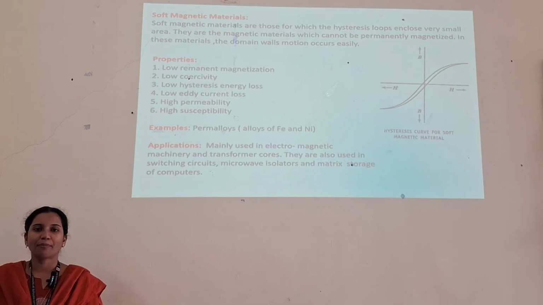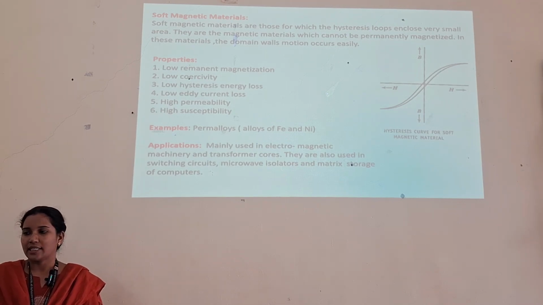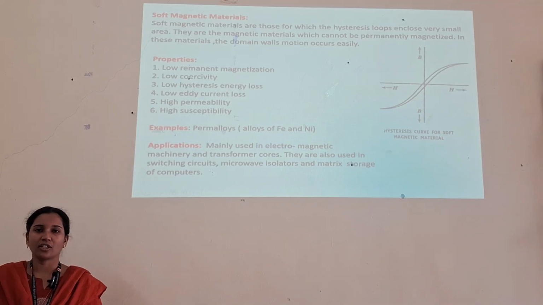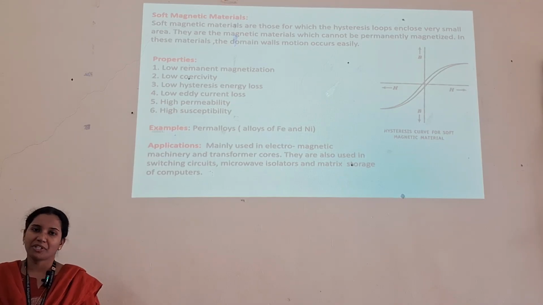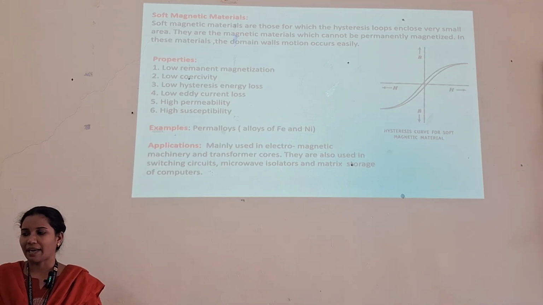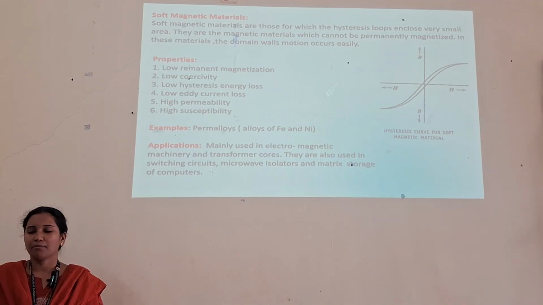The properties of the soft magnetic material include low remnant magnetization, low coercivity, low hysteresis energy loss, and high permeability and susceptibility. The examples are permalloys, alloys of iron and nickel, which are the best examples for the soft magnetic materials. The applications for the soft magnetic materials include the machinery of transformer cores, microwave oscillators and matrix storage of computers.